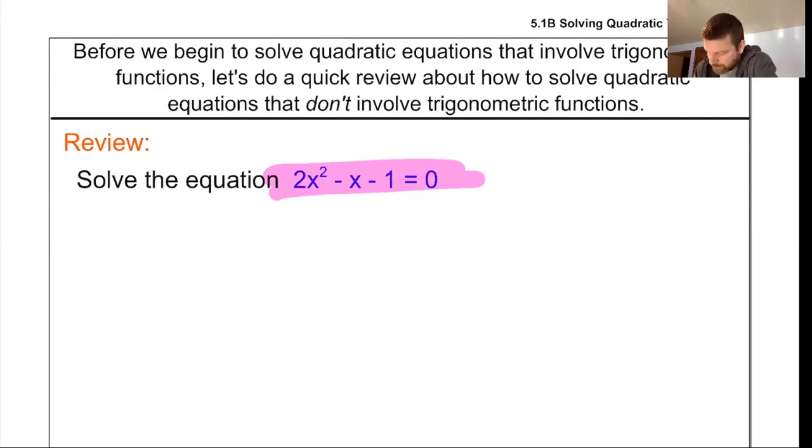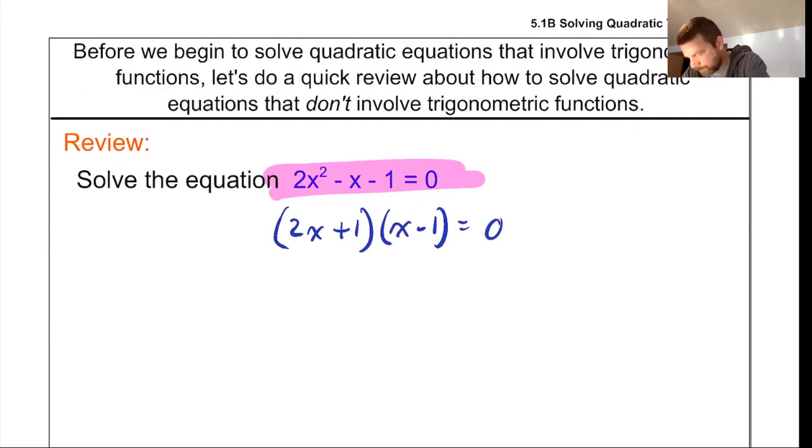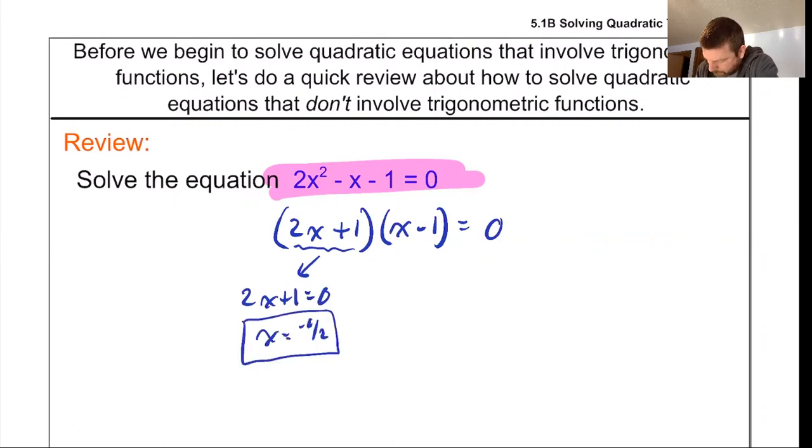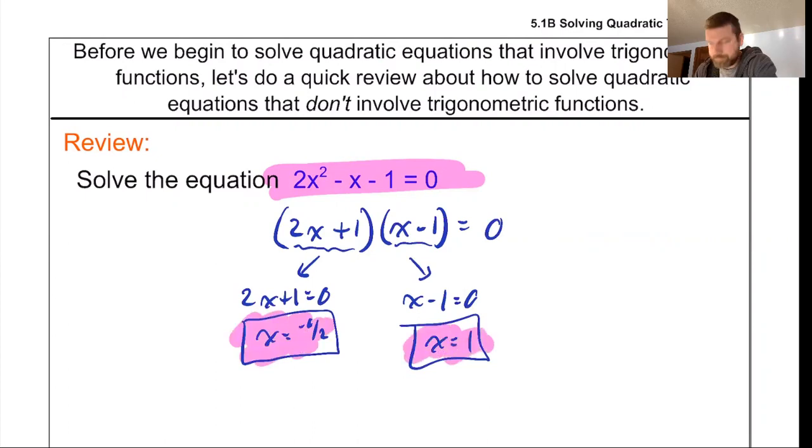The way we could factor this particular one would be 2x plus 1, I believe, times x minus 1 equals 0. Yep. Since I've got two things multiplied together to be 0, one of them has to be equal to 0. So if 2x plus 1 equals 0, then x would have to be -1/2. And if x minus 1 is 0, then x would have to be +1. There are my two answers for that quadratic.